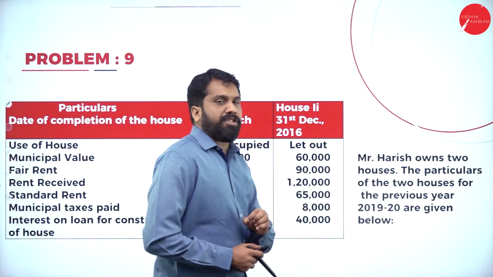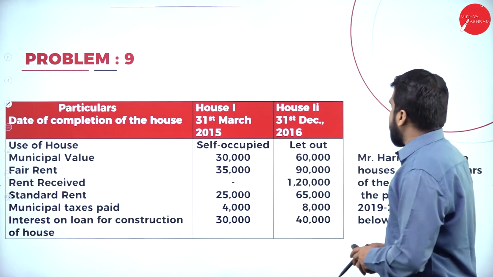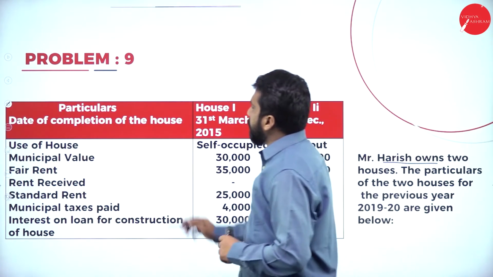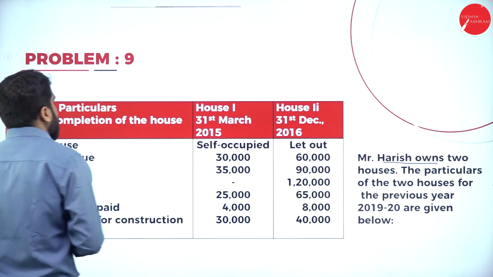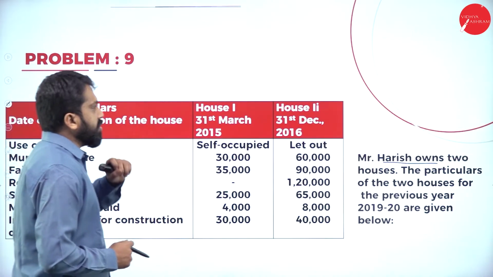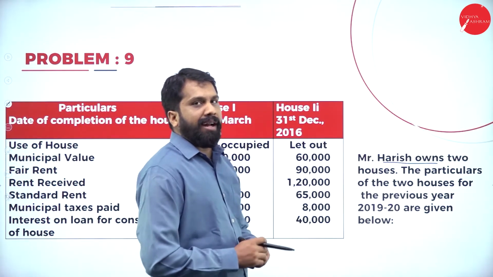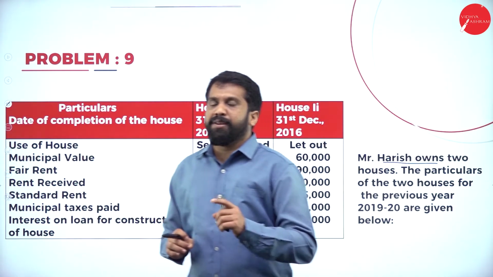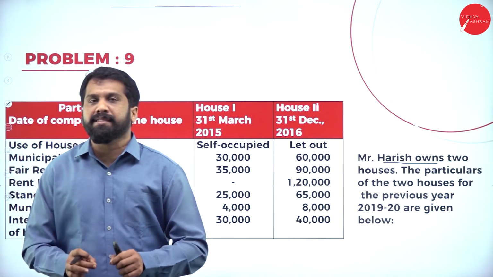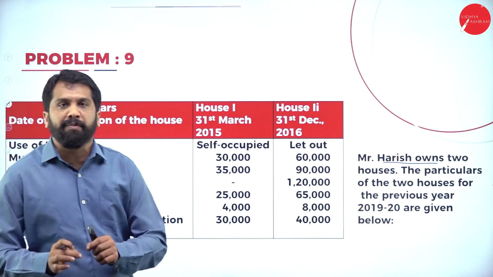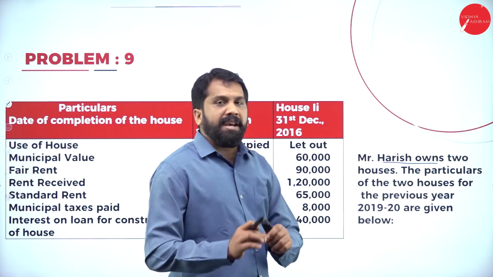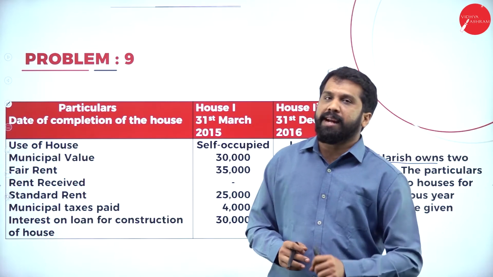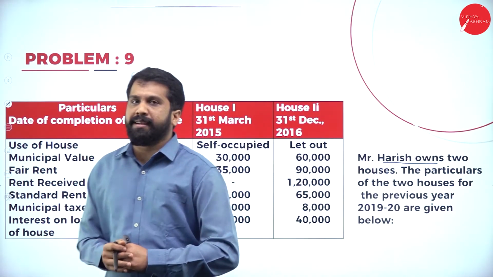We'll go for the last problem for the day. So very simple. It is of Mr. Harish. Now, in this particular date of completion of house 1 and house 2, as I told you, if it is self-occupied, we will not calculate tax. If it is let out, then we will calculate tax. Self-occupied, no tax. If it is let out, we have to calculate tax.